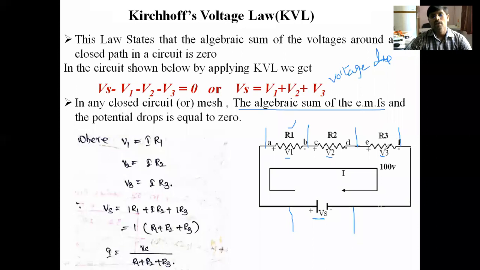Now you substitute these three expressions in this expression, so that we can get Vs is equal to I into R1 plus I into R2 plus I into R3. If you take I as common, I into R1 plus R2 plus R3. So finally, we get I is equal to Vs by R1 plus R2 plus R3, which is equal to total current.